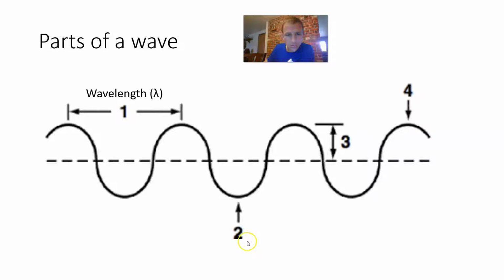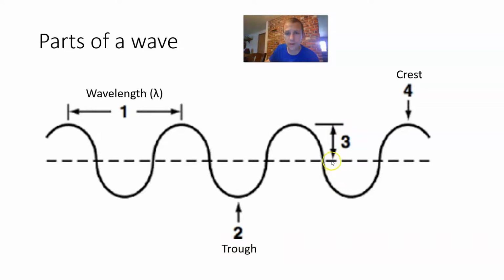So this second part down here is the trough. This is the lowest part of the wave. So this is the most bottom part of where the line curves down. We're going to skip 3 for a second. We're going to go over here to 4. And number 4 is the crest. The crest is the highest point of the wave. So the highest point of the wave is the crest. The lowest point of the wave is the trough.